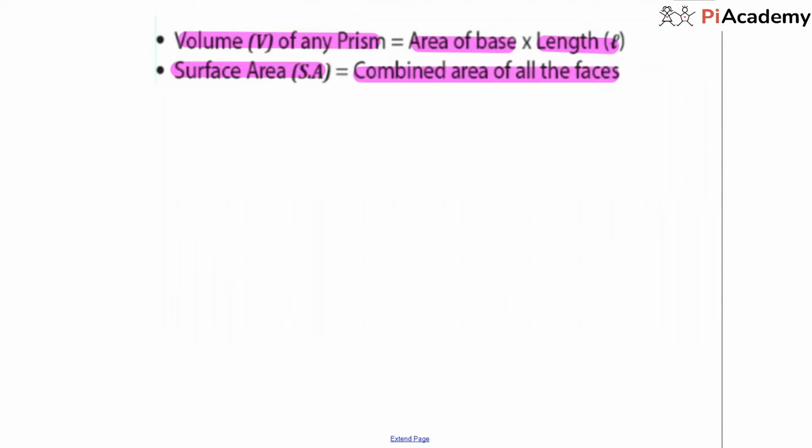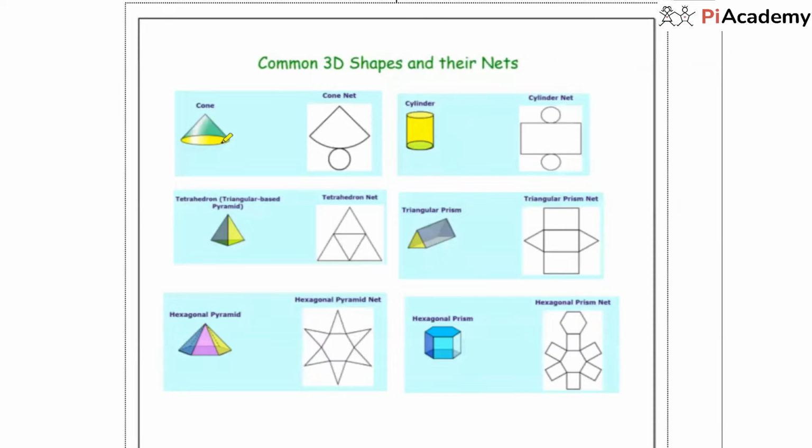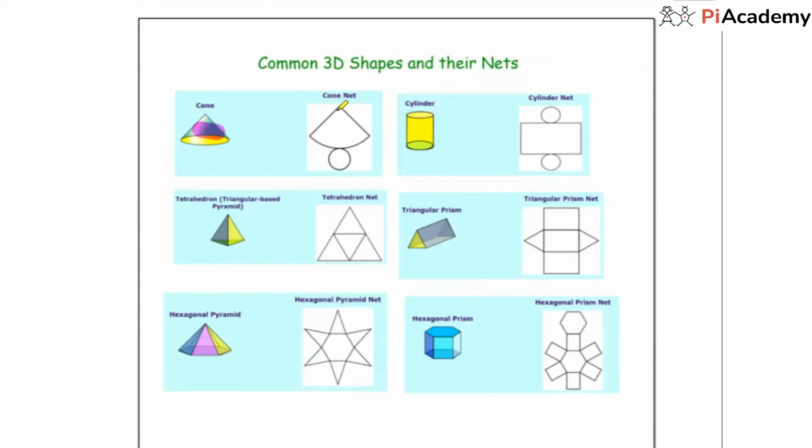Now let's look at the 3D shapes and their nets. For example, this is the net of the cone. For the cylinder, we have a rectangle and 2 circles on the top. And the tetrahedron, a triangular base pyramid, its net is this. And for the triangular prism, this is the net. Can you see that, all of you?